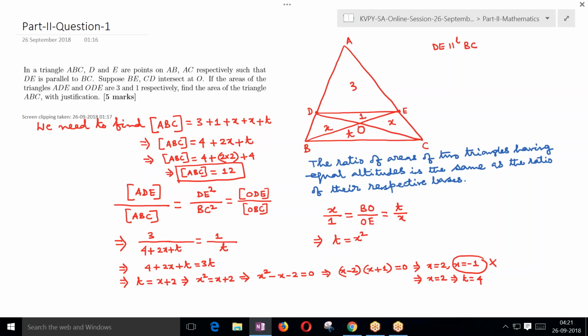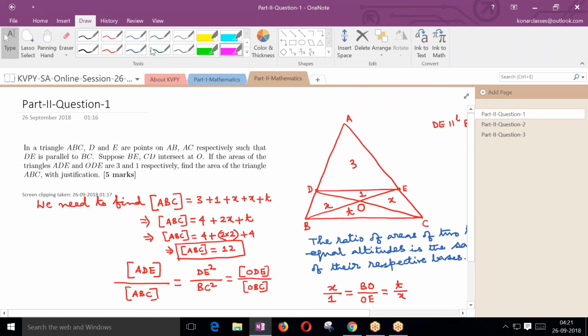Having equal altitudes, how can we have equal altitudes? The ratio of the areas is the same as the ratio of their respective bases. Now if I consider BO as the base, what will be the altitude? Altitude will be a line. So BO as the base for the triangle OBD, then OE is the base for the triangle ODE. Let me draw, then it will be clear. Let me draw in a separate color.